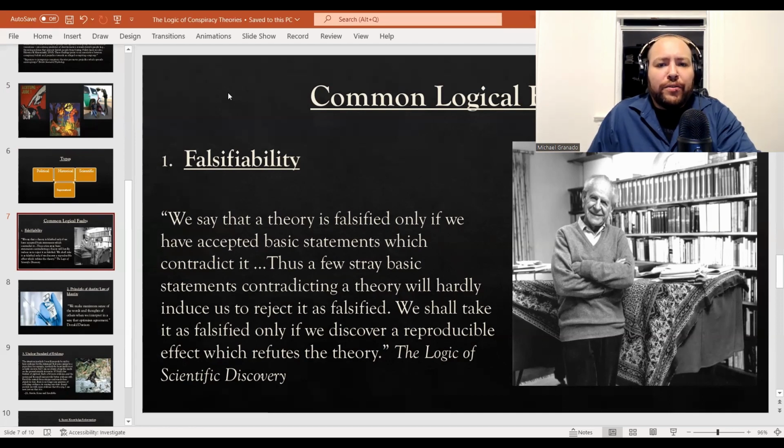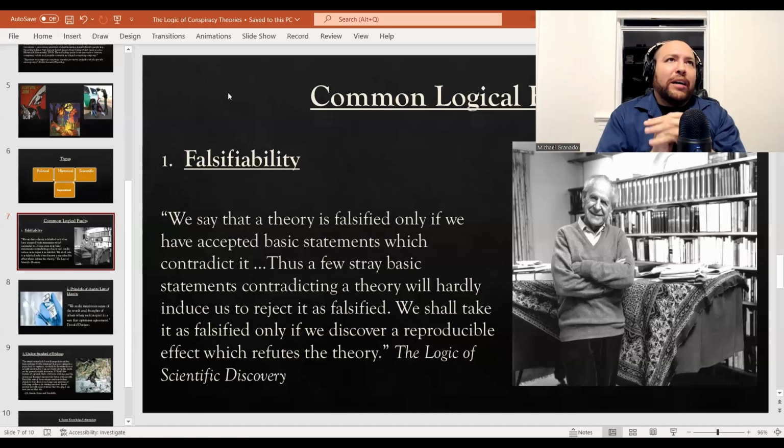We say that a theory is falsified only if we have accepted basic statements which contradict it. Thus, a few stray basic statements contradicting a theory will hardly induce us to reject it as falsified. We shall take it as falsified only if we discover a reproducible effect which refutes the theory. All right, what the heck does that mean?